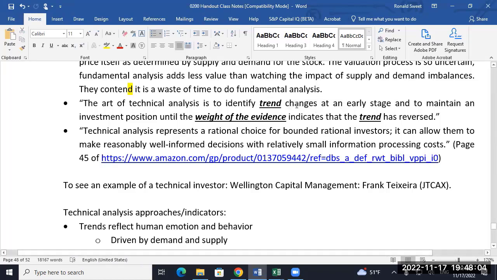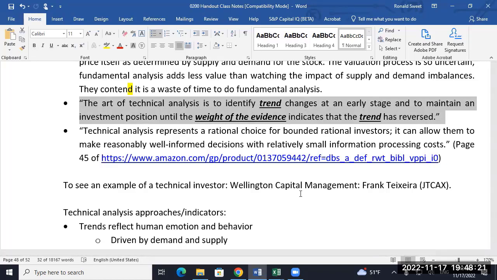So try to get the trend changes at an early stage and to maintain investment position until the weighted evidence indicates the trend has reversed. So the big question is timing versus risk. If you risk getting in too early, you risk losing a lot of money. But if you're too cautious, you lose a lot of the bounce back.